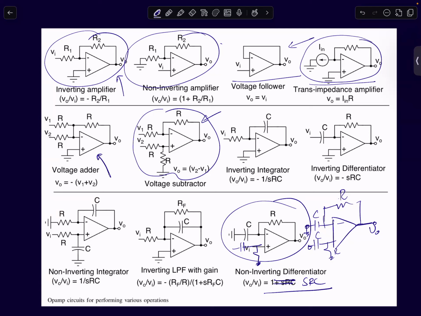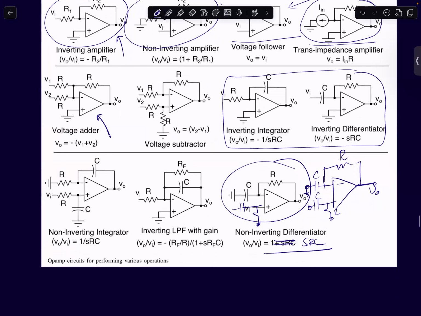Then the other two applications, where op-amps are used for performing interesting math operations, are integration and differentiation. So these two circuits are inverting integrators and differentiators, where the output voltage is the integral or derivative of the input voltage.